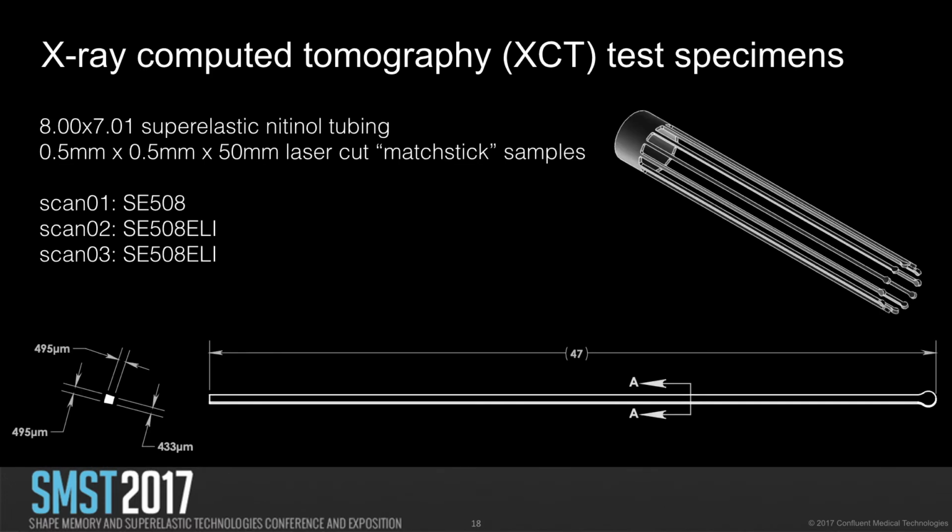So what we did here is we created some test specimens. You can see the material that we used, 8x7 superelastic tubing. We had it in a few different flavors. And we created a laser cut pattern that you see on the right there, which is basically a bunch of these little matchstick samples that are about 0.5 millimeter by 0.5 millimeter by about 50 millimeters. And we took those samples and put them into a Zeiss Versa 520 micro CT scanner over at Stanford.